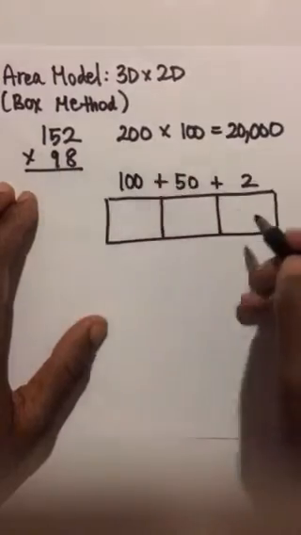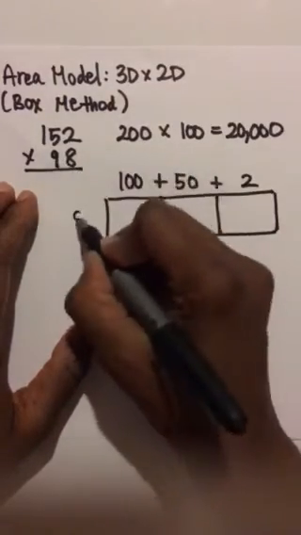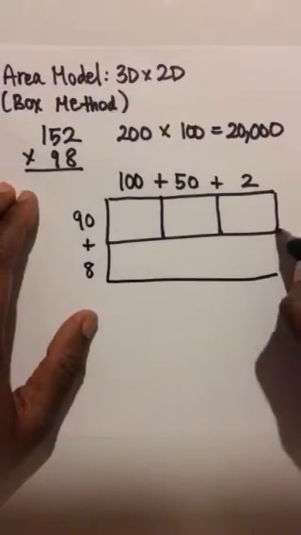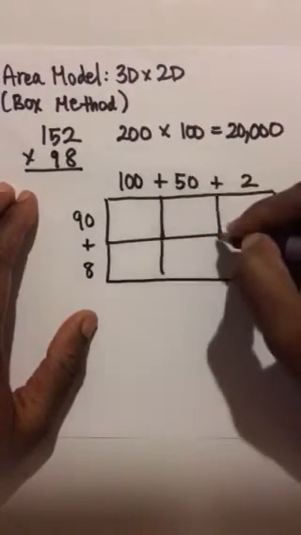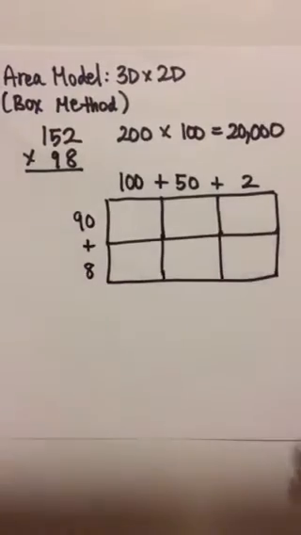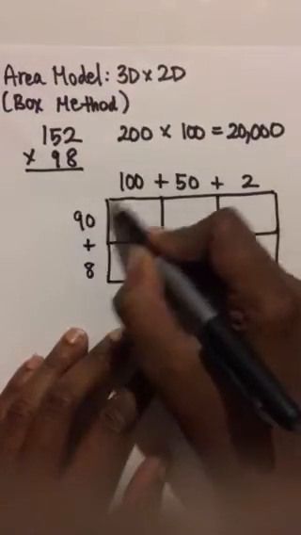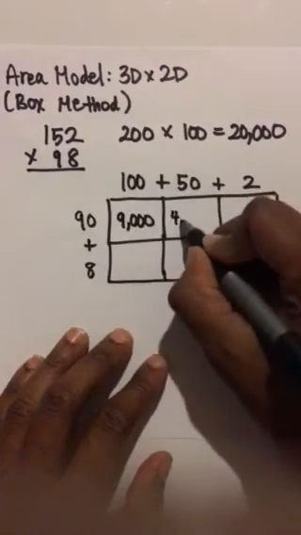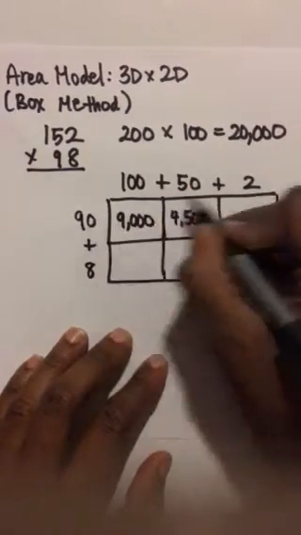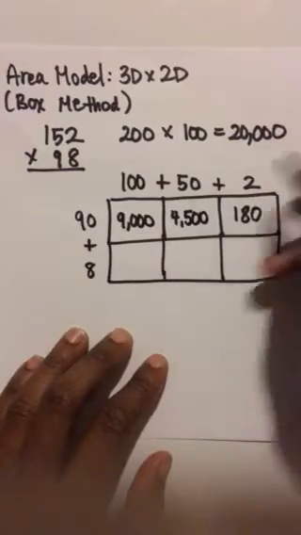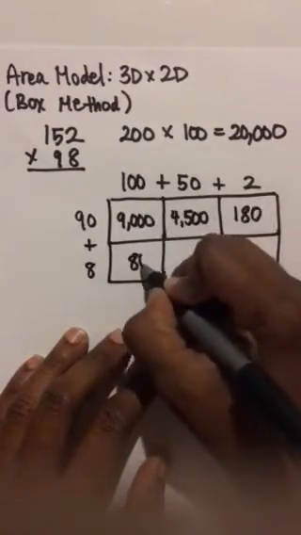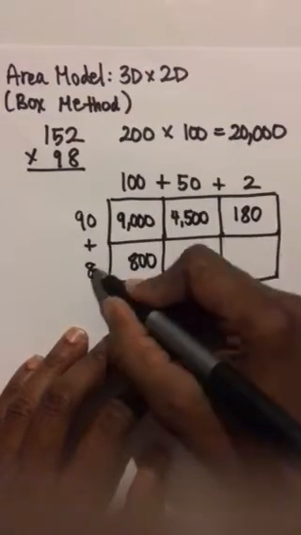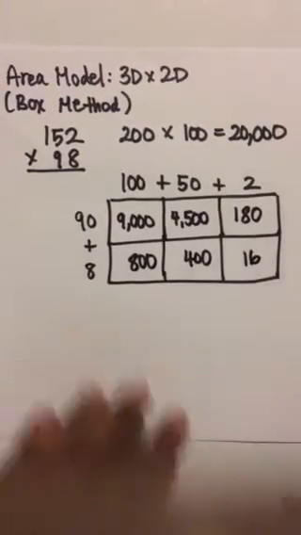Let's look at the second factor, 98. The 9 is actually worth 90 plus 8, expanded form. And then I draw my 2 boxes for each factor. And I simply multiply. 90 times 100 is 9,000. 90 times 50 is 4,500. 90 times 2, 180. 8 times 100, 800.